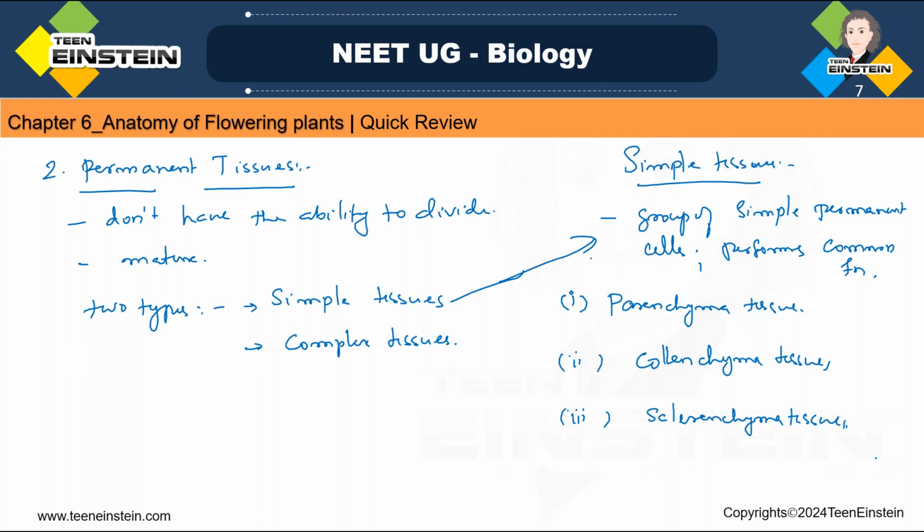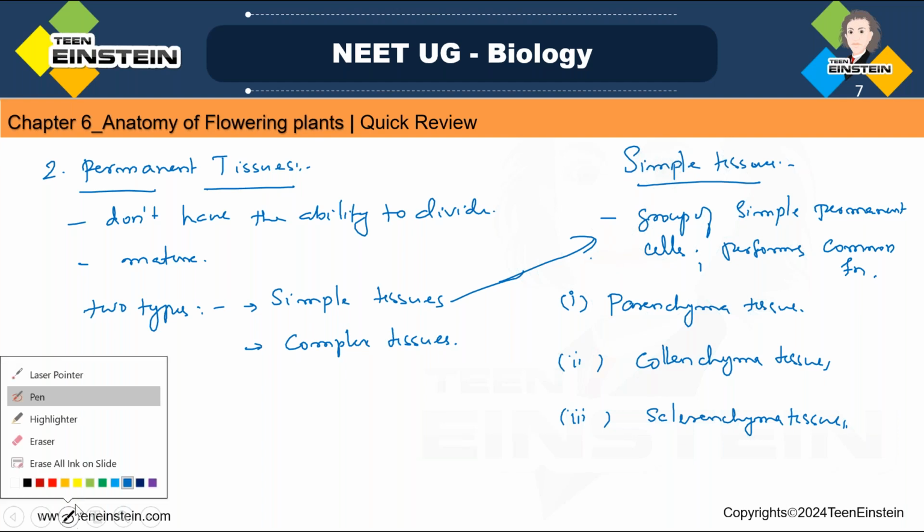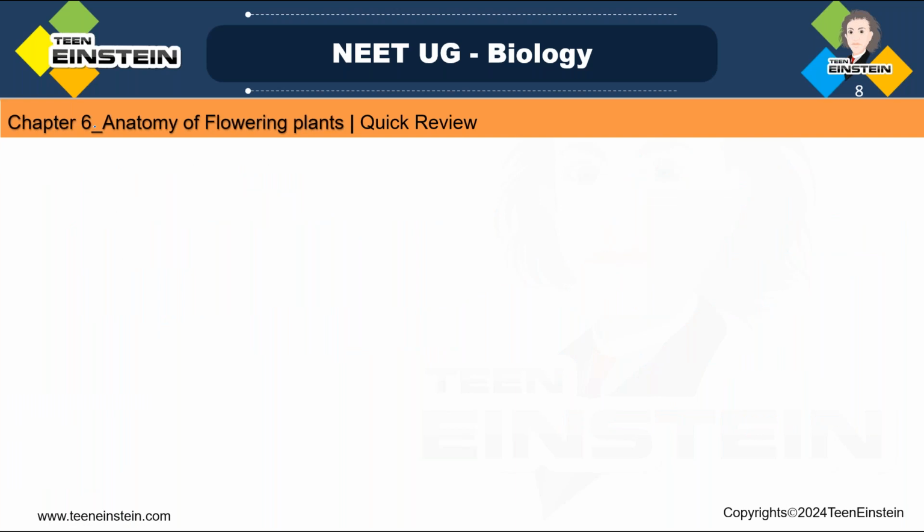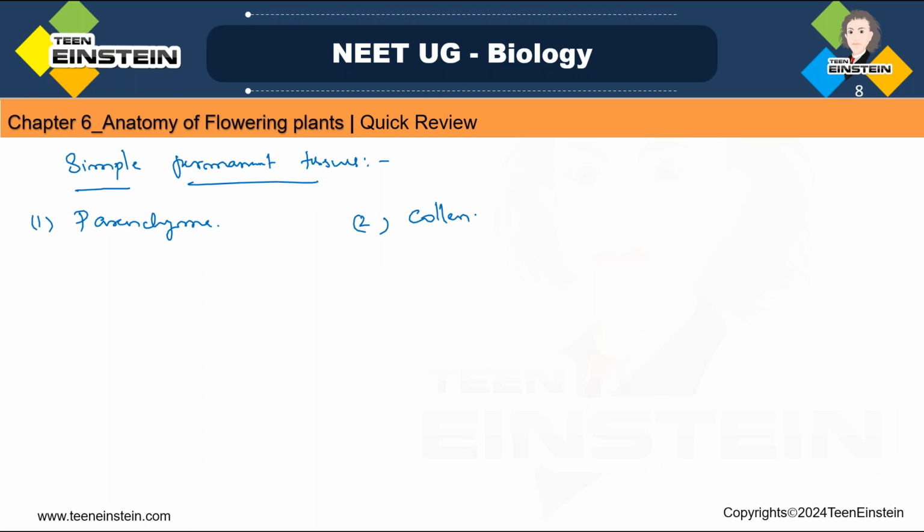So first one is parenchyma tissues. Parenchyma, you know, they are thin walled and they have large intercellular space. Okay, so let's see this in detail. Simple permanent tissues, from this you can expect questions. Simple permanent tissue is divided into parenchyma tissues, second one is collenchyma tissues, and then third one is sclerenchyma tissues.